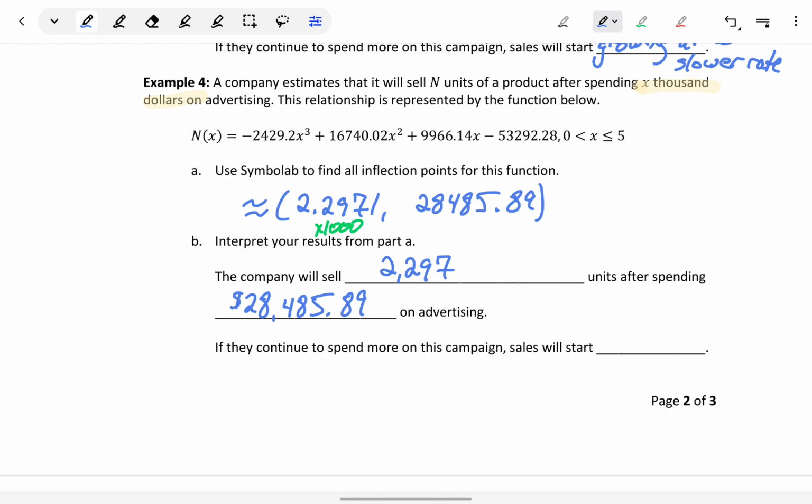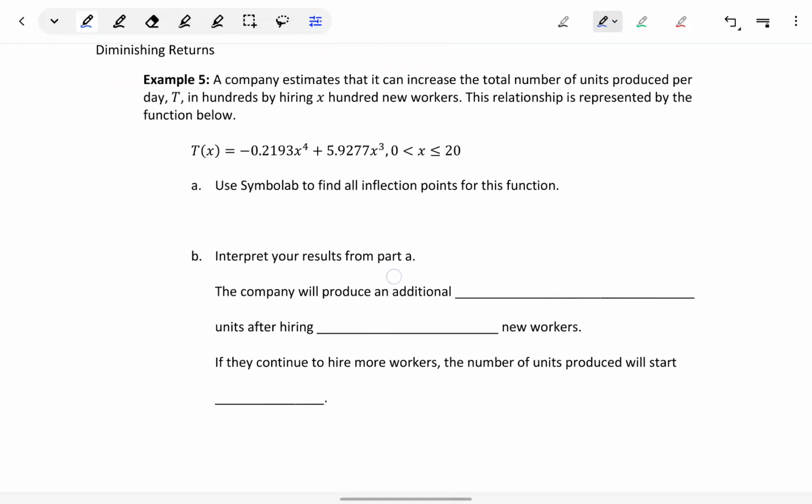And then again, they could continue to spend more on this campaign. The number of units sold will continue to increase after that, but the number of units sold will start growing at a slower pace. Again, giving us less return on that advertising investment.